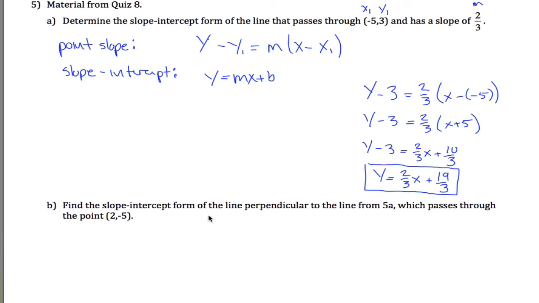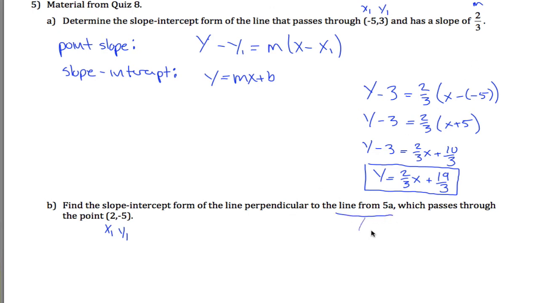Okay, B is pretty similar. It says slope-intercept form, so I want a y equals mx plus b thing again. It gives me a point again. I'll call this x1 and y1. Bad news is it doesn't give me the slope. If it gave me the slope, it would just be asking question A over again. Fortunately, it tells me that it's perpendicular to this line.